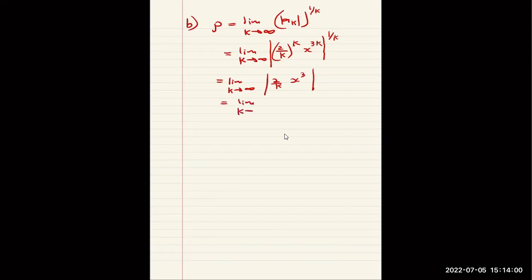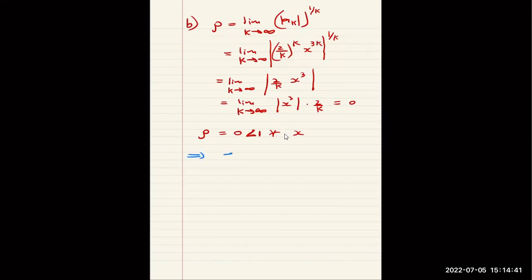the limit as k approaches infinity of the absolute value of x cubed times 2 over k. Clearly, this limit is zero. When k approaches infinity, this has nothing to do with k. k is only here. As k goes to infinity, 2 over k goes to zero. As a result, this whole thing is zero. That means for all x, rho is zero. It is true for all x. That means rho is less than 1. Zero is less than 1. Rho is less than 1 for all x. That means our series converges for all x in this case.